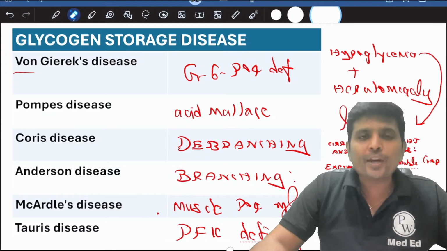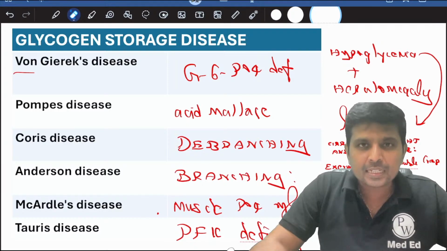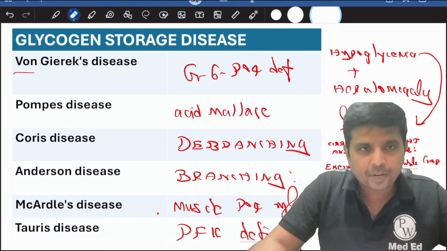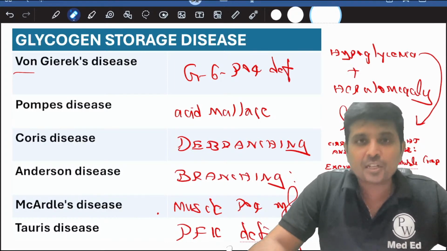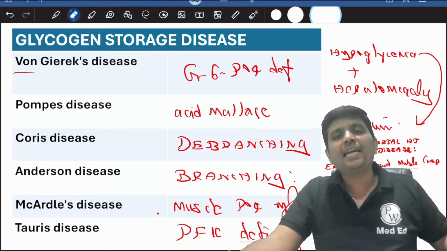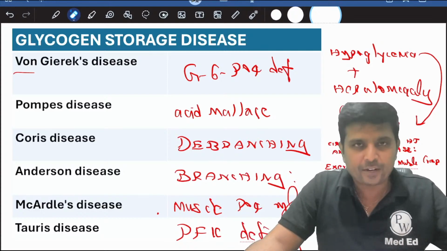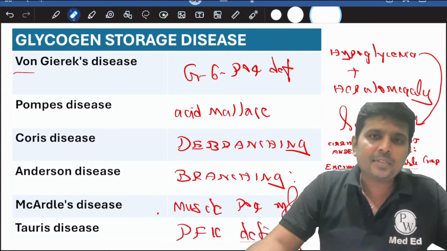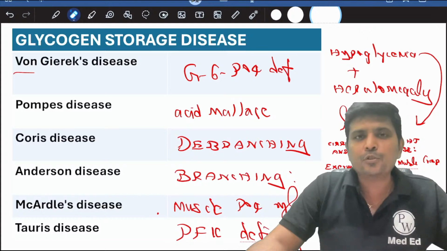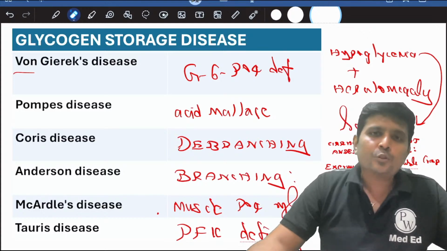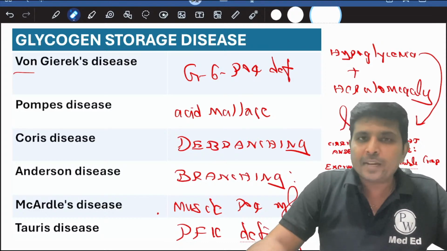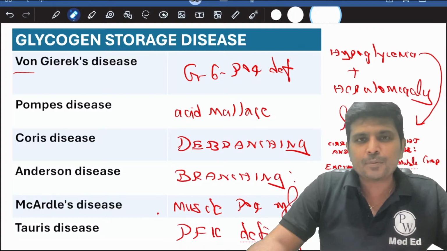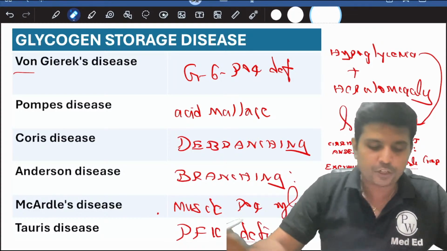Your Von Gierke, Cori, Anderson are associated with hepatomegaly and hypoglycemia, whereas Pompe's disease is characterized by accumulation of glycogen in the heart leading to dilated cardiomyopathy and floppy infant. McArdle's disease and Tarui disease are associated with exercise-induced muscle cramps because it is associated with the defect of glycogenolysis in the muscle. Whereas McArdle's disease is characterized by muscle phosphorylase, whereas Tarui disease is characterized by phosphofructokinase deficiency.